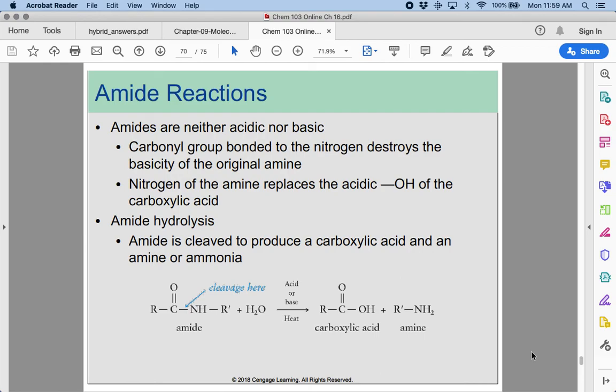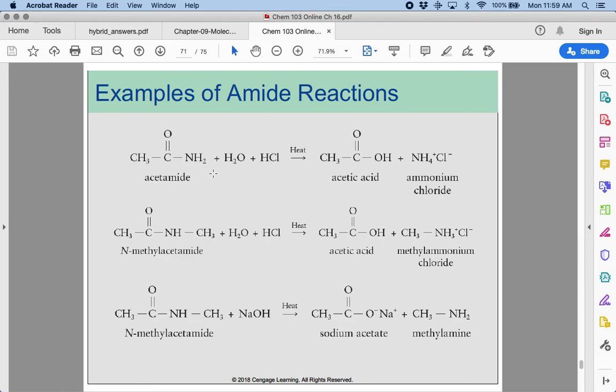So the one reaction that we're really going to focus on with amides would be how to break them apart. So we know that a carboxylic acid and an amine make an amide, so the hydrolysis of an amide would produce the carboxylic acid and an amine again. Now, if we do this under acidic conditions, we would get the carboxylic acid. If we do it under basic conditions, we can't get an acid in base, so we would end up with the salt. So we'll see what that looks like.